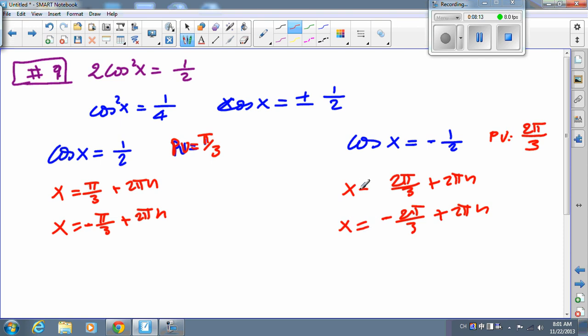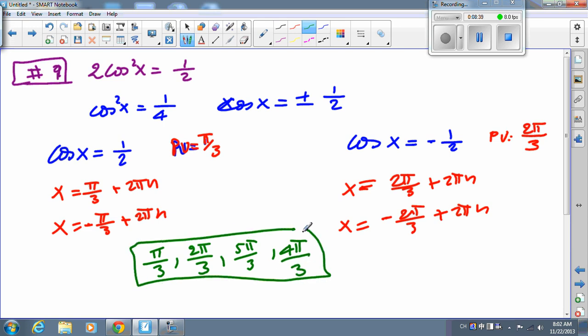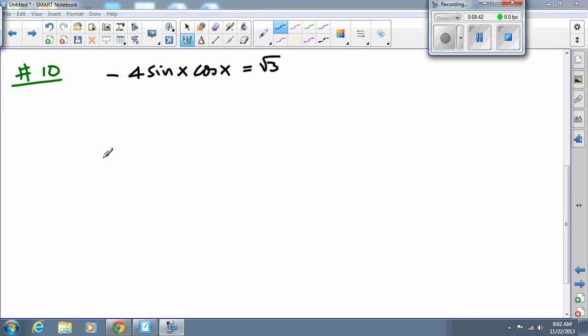Let's go ahead and find the solutions. The first one seems to be pi over 3. I will have also 2 pi over 3. In case I plug in 1 here, I'll have 2 pi, or 6 pi over 3, minus pi. That will give me 5 pi over 3. And in case I plug in 1 here, I'll have 6 pi over 3 minus 2 pi over 3, so I'll also have 4 pi over 3. And those are your solutions between 0 and 2 pi.